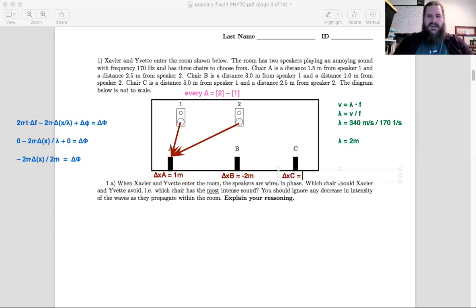What about for C? What's the difference in distance there? 5 meters versus, yeah, subtract 2.5 minus 5. That's going to be negative 2.5 meters. So we've got all 3 delta x's. And now we can just plug each one of those into this equation individually. So let's try each one of those.